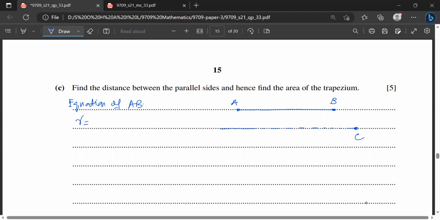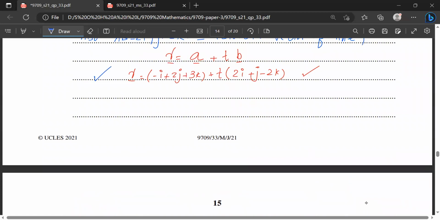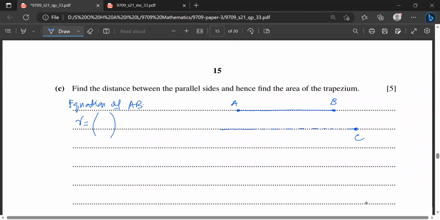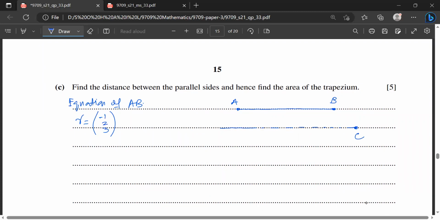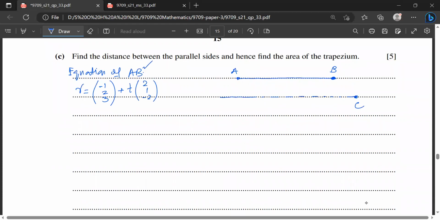R is equal to, so I can write the above equation in the column vector form: minus 1, 2, 3, plus t into 2, 1, and minus 2, which was the direction vector. So first we'll find the general point on the line AB. This is the equation of line AB, finding a general point. So you can write the parametric equations: x is minus 1 plus 2t, y is equal to 2 plus t, and z is equal to 3 minus 2t.